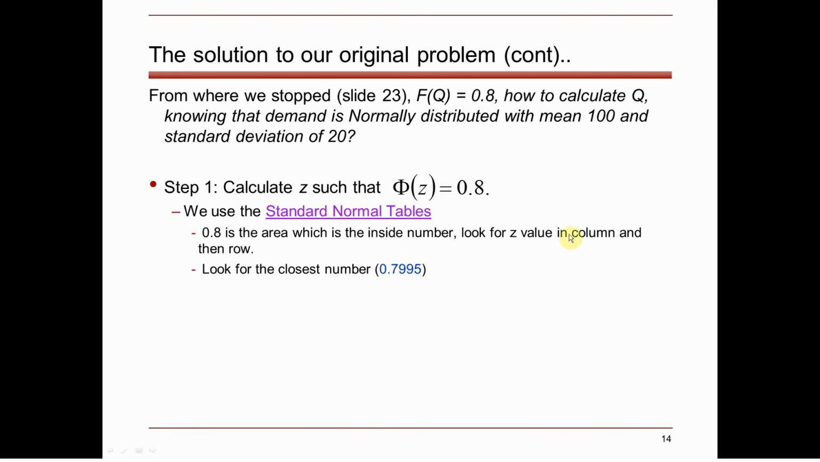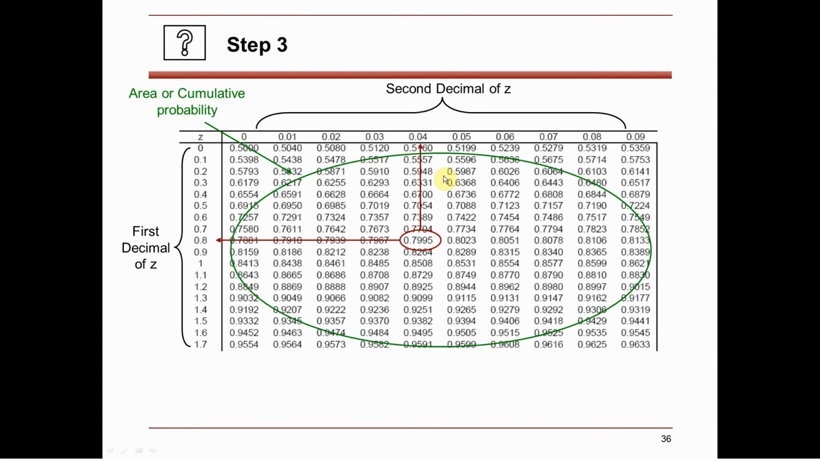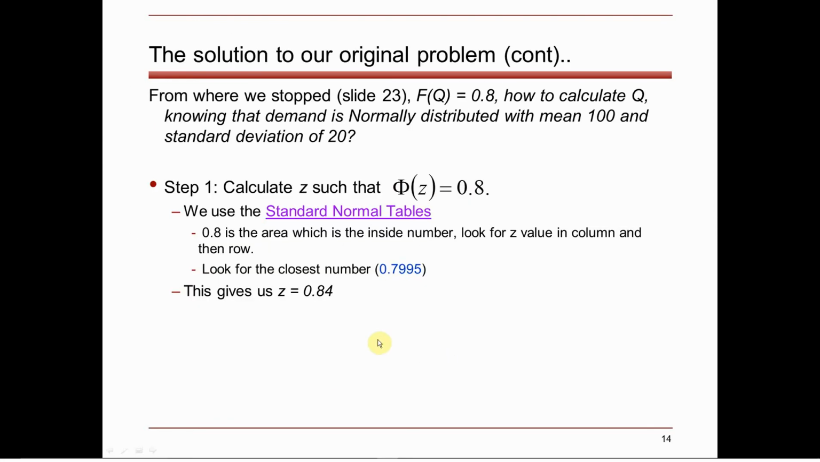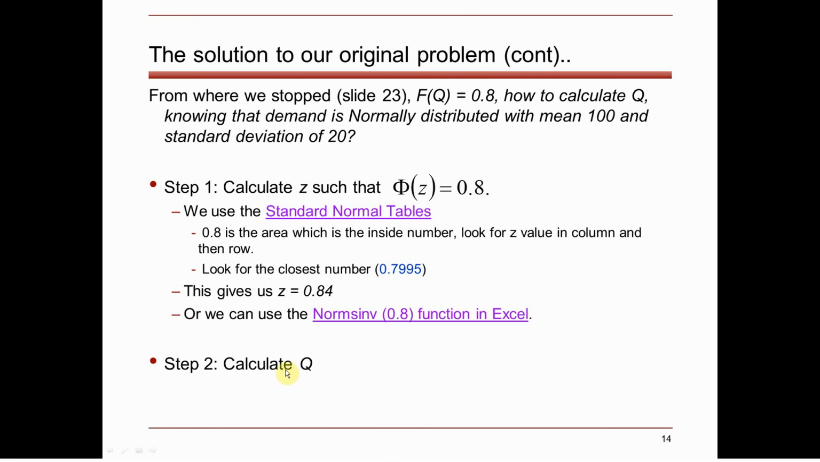Let's just take a look at those standard normal tables. I'll click on that. I put these in the back of the slides for convenience. You can see here's the standard normal table. Again, you could use Excel to do this if you wanted. So we say the closest value to 0.8 is 0.7995. That's a little too much. That's a little too little. So 0.7995 gives us a z of 0.84. So 0.84 is our z value, and now all we have to do is calculate the q from that.